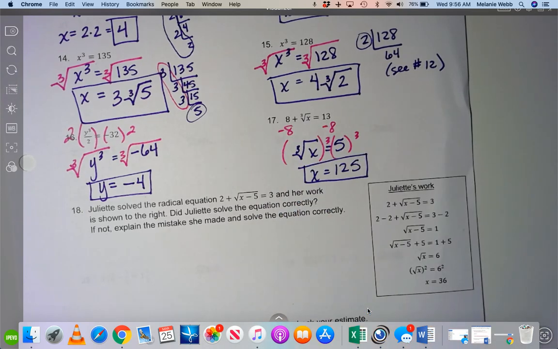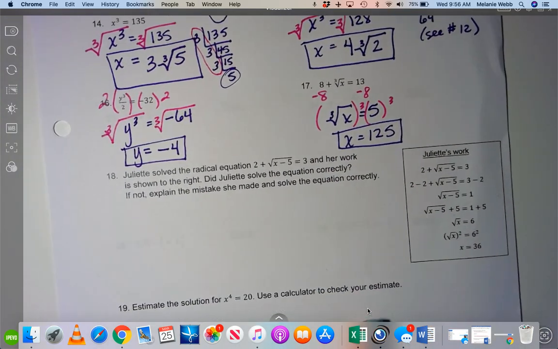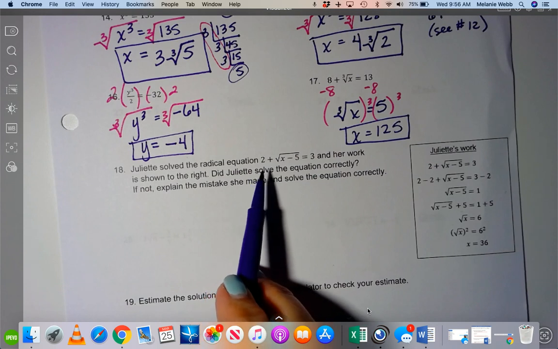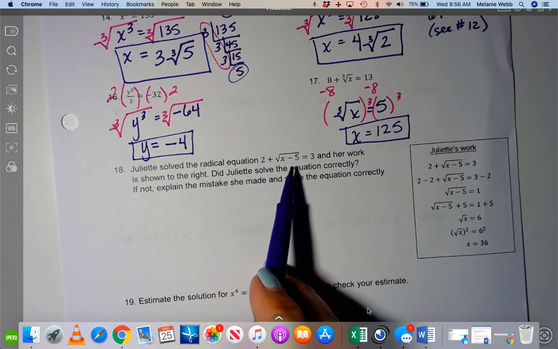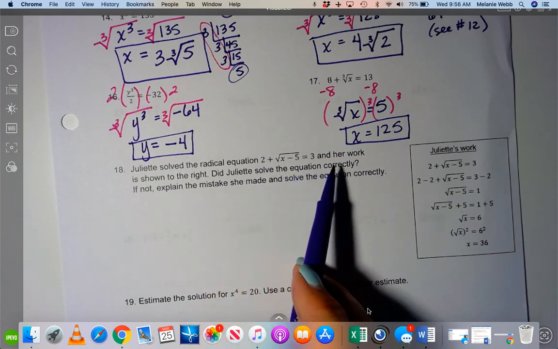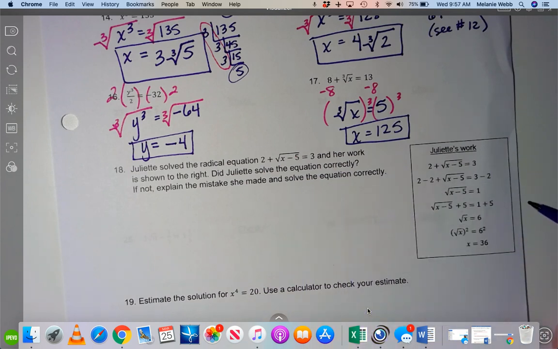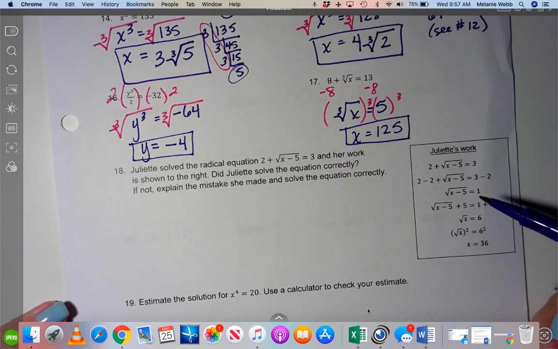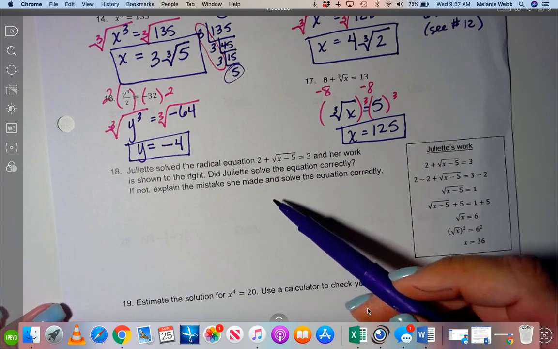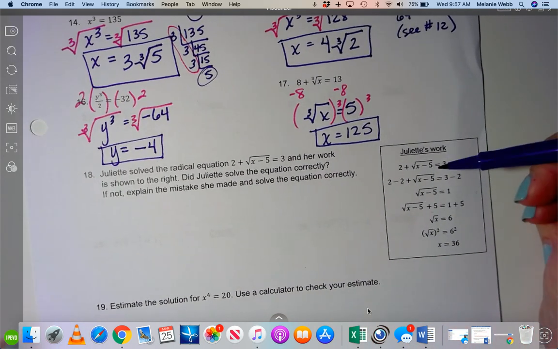All right. So Juliet solved the radical equation 2 plus radical x minus 5 equals 3, and her work is shown to the right. Did Juliet solve the equation correctly? If not, explain the mistake she made and solve the equation correctly. Okay, so here she has the original problem.